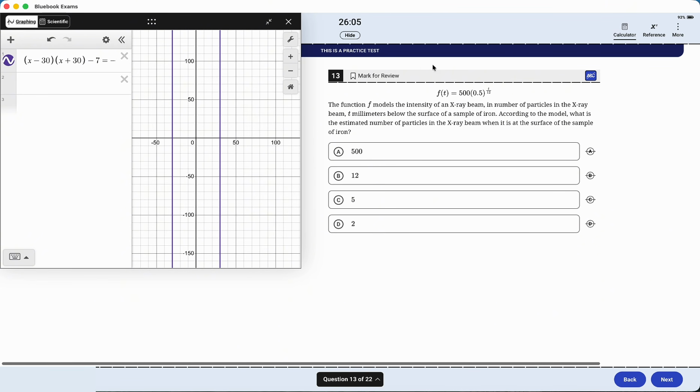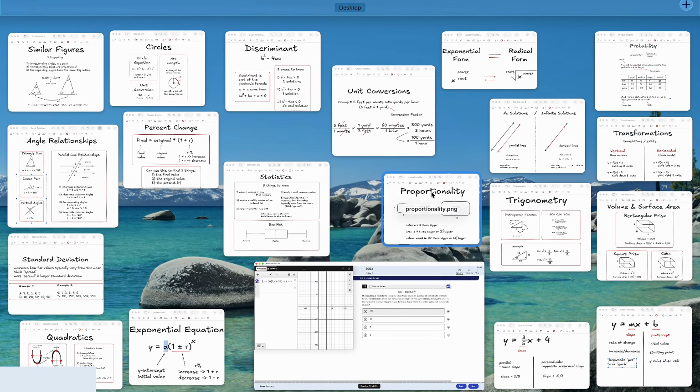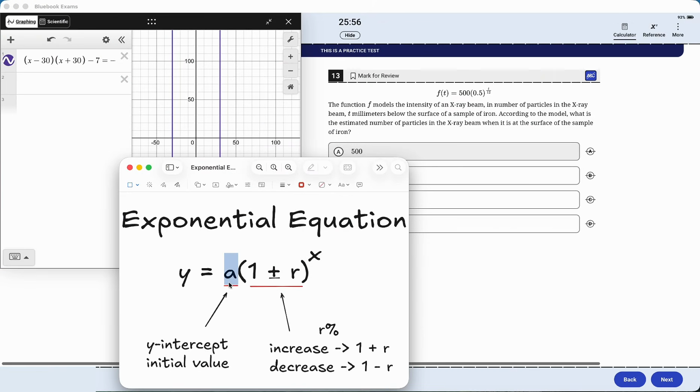So this is an exponential model, right? So we want to understand our exponential model. So we got that somewhere here. Where's our exponential model? There it is. Okay. So our exponential equation, here it is. It really has 2 important parts, right? The number out front, that's the y-intercept. We can think of it as the initial value, right? And we kind of have this number inside here, which is going to represent our percent increase or decrease, right? We do 1 plus r for increase, 1 minus r for decrease. So since this is 0.5, it has nothing to do with this problem, but 0.5 would be a decrease because it's 0 point something. In fact, it would be a 50% decrease.